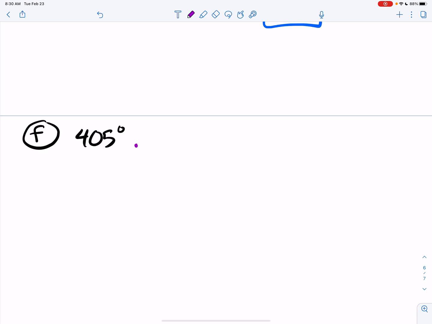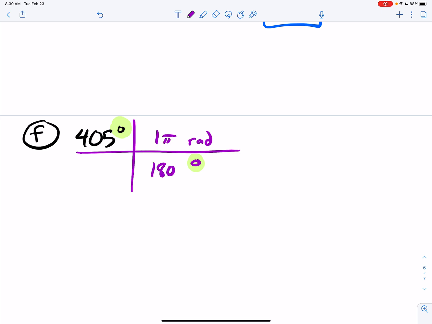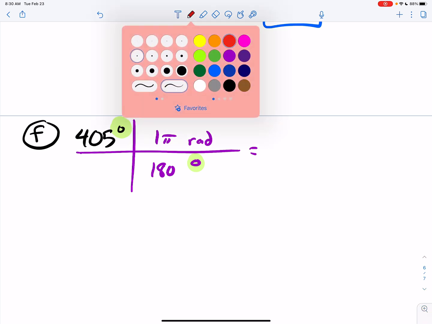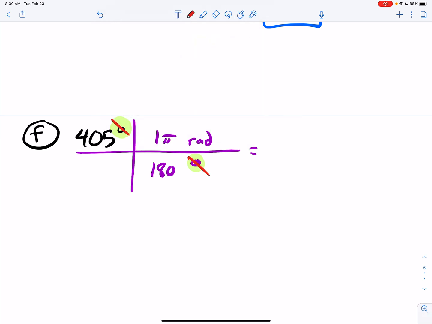Okay, so same thing. Actually, let me do the T-chart for those of you that like the T-chart. Okay, so we know that we start with degrees, so we want the degrees down here. We want to convert it to radians, and I know that 1 pi radian is the same thing as 180 degrees. Okay, that causes the degrees to reduce out. And we're left with 405 pi over 180 radians.